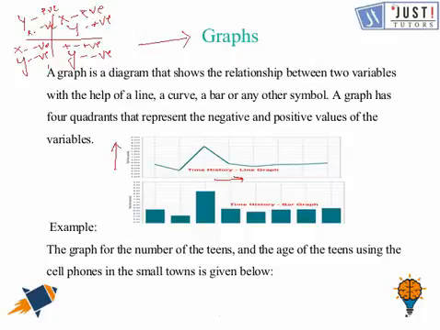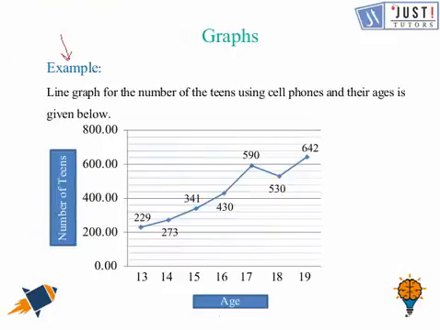Now we move ahead and there is an example. In this example, the graph for the number of teens and the age of the teens using cell phones in a small town is given below. So this is a graph. On the y-axis you can see the number of teens is written, and on the x-axis the ages are mentioned. Now we need to answer some questions related to this graph.